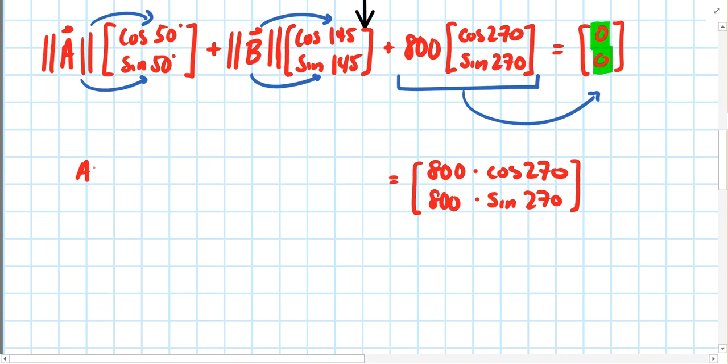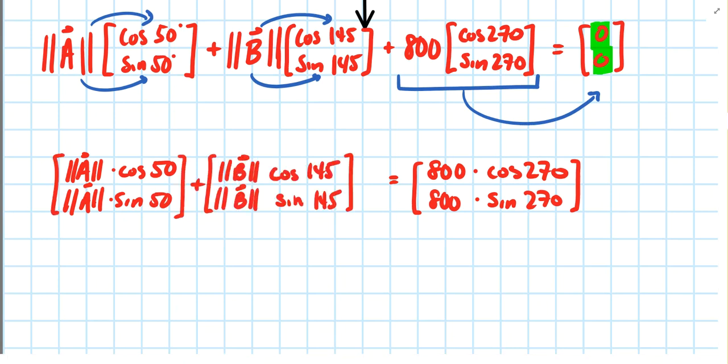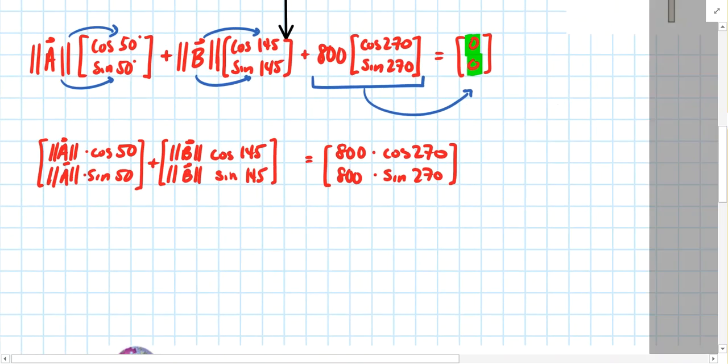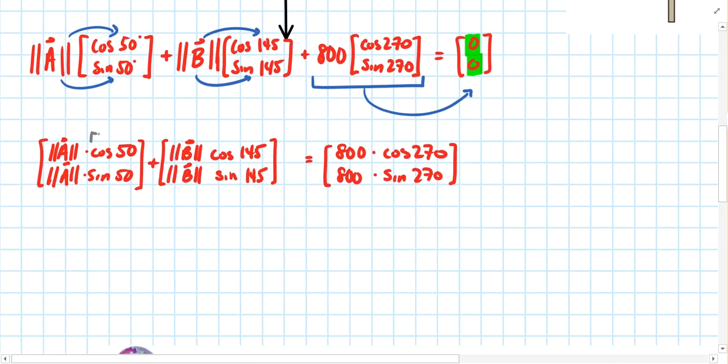The magnitude of A will multiply by cosine 50, and the magnitude of A will multiply by sine 50, and so on. And if you recall from our college algebra class last semester, this may start looking familiar to you, because cosine of 50 is just some number times a variable, and cosine 145 is a number times a variable, and same thing with sine down below.